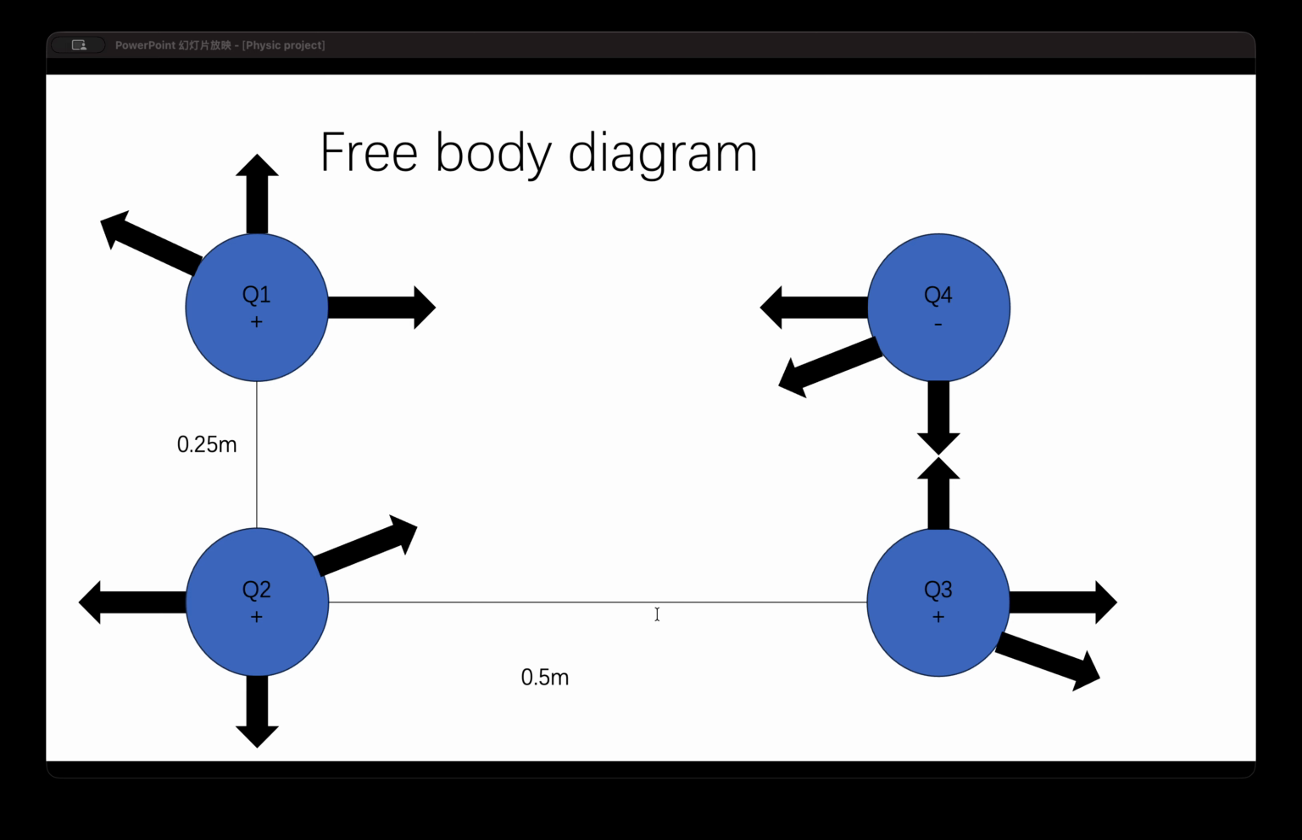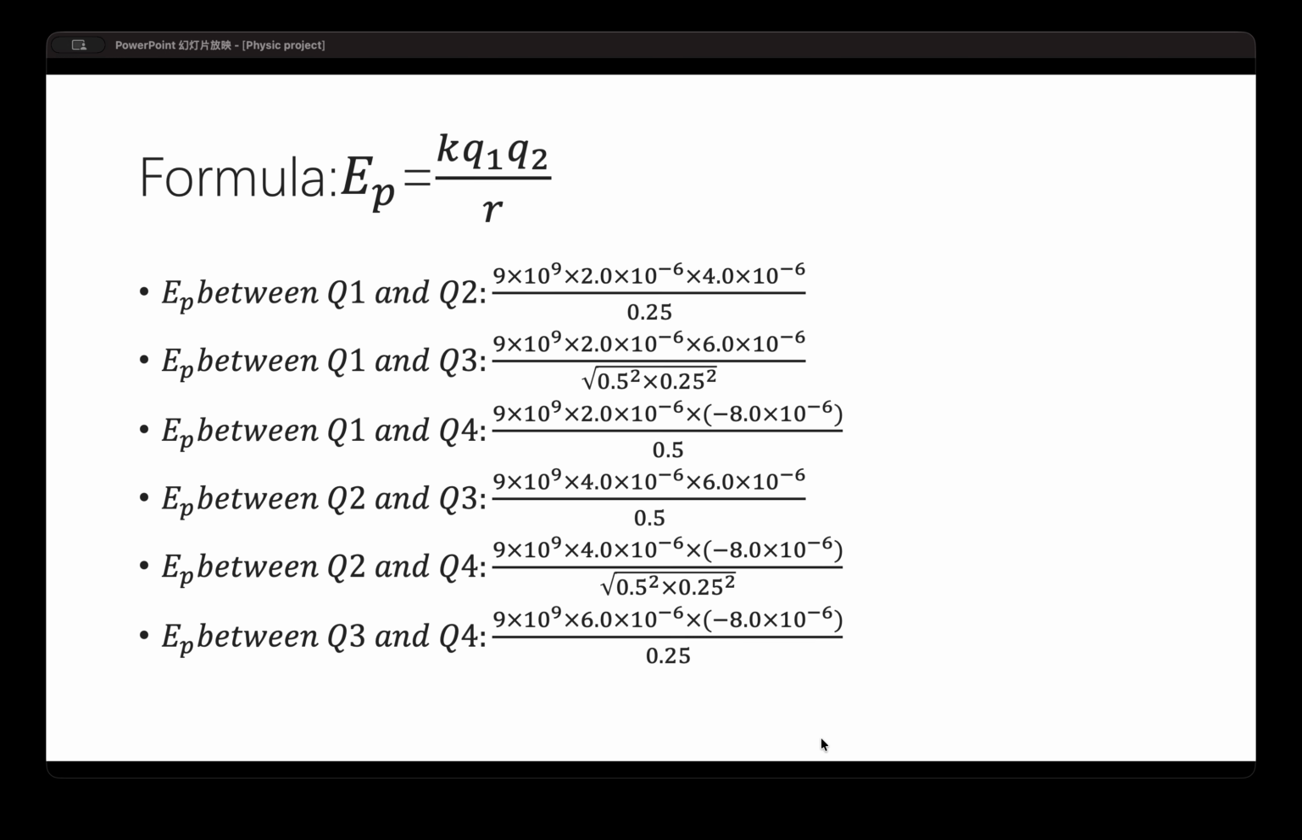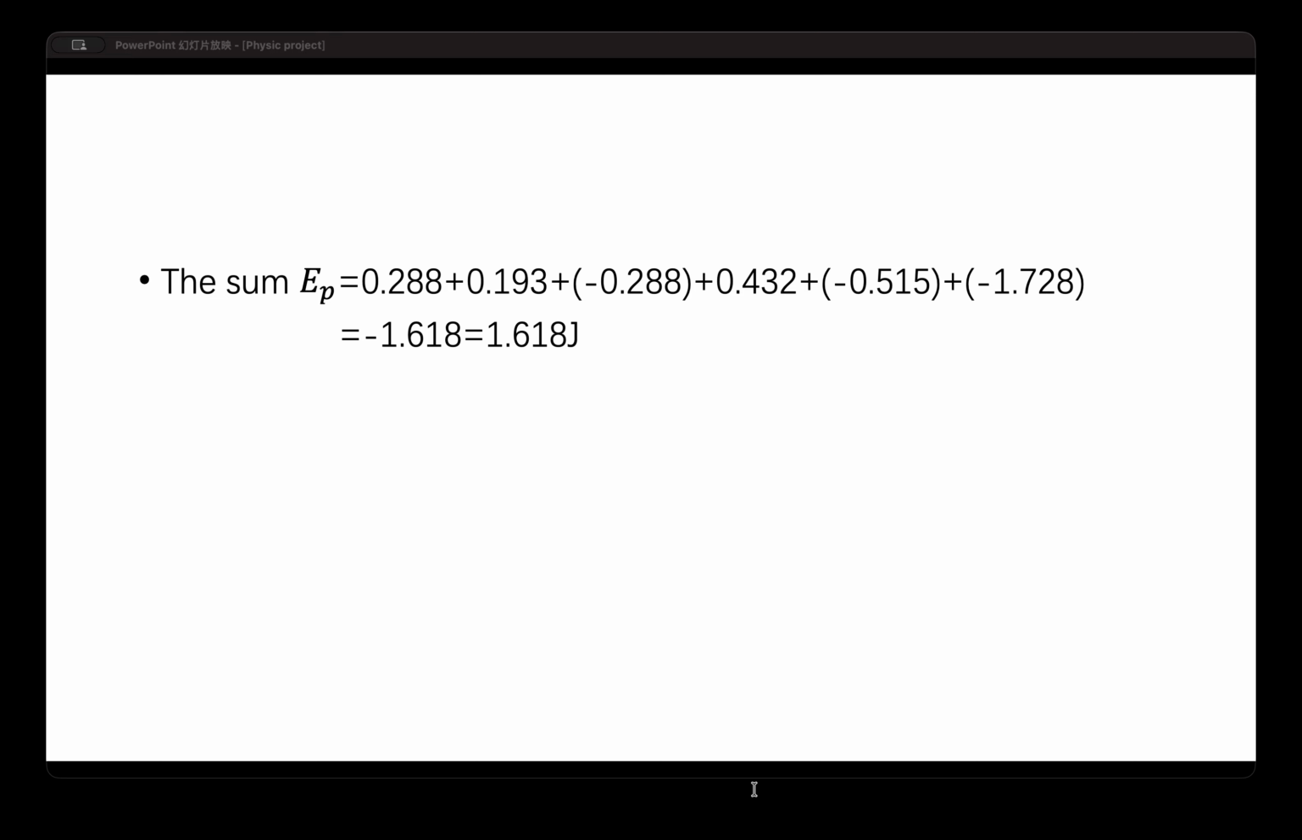And now we can calculate the electric potential energy for this rectangle. We are using the same formula. By adding all the six electric potential energies together, the sum is 1.618 joules. Because it's energy, we can remove the negative sign. So the final answer is 1.618 joules.